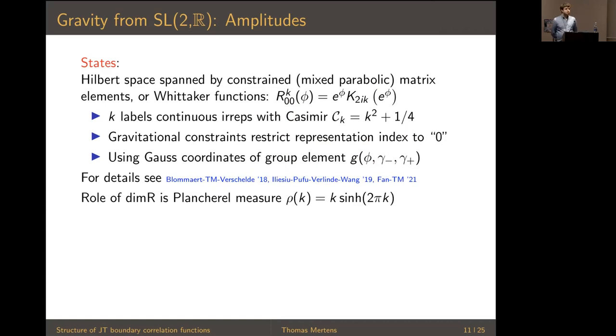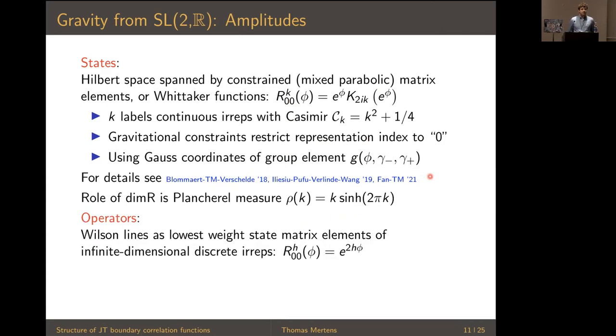Secondly, we had dim-R appearing in the compact group calculations. The role of that is the Plancherel measure on these continuous sets of representations, which in this case becomes k times sinh 2 pi k. And then finally, the Wilson line insertions, the operator insertions. As I mentioned on the previous slide, you should pick the lowest weight state of suitable representations. And then you just need to look at the literature to find what it is. And it's just an exponential function in this phi.